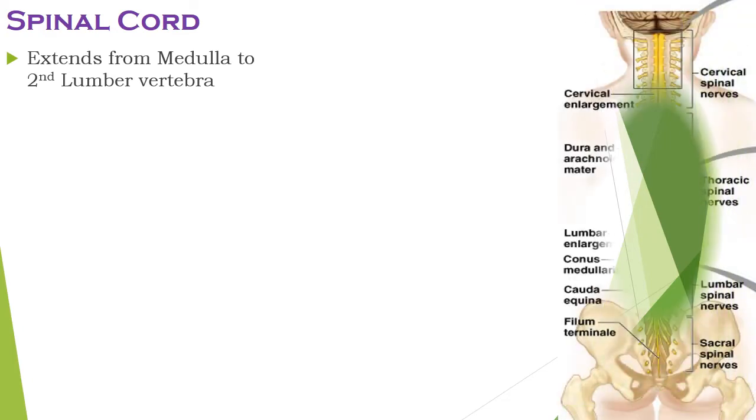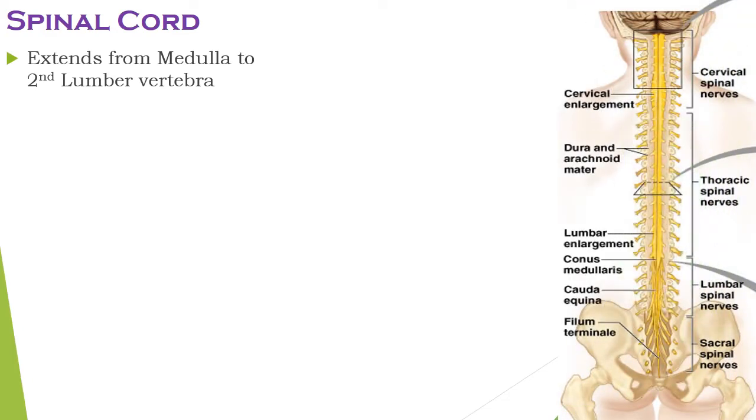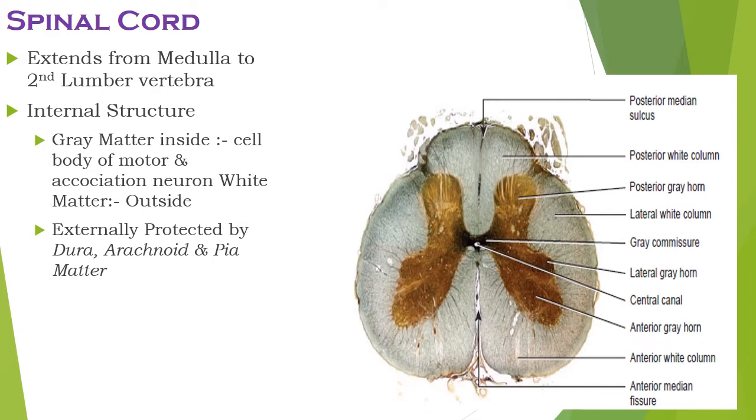In this part, we will discuss the spinal cord and the remaining part of the lesson. The spinal cord extends from the medulla of the brain down almost the whole length of the backbone or vertebral column, up to the second lumbar vertebra. The arrangement of gray matter and white matter is opposite to that of the brain. That is, gray matter is present inside and white matter is present outside.